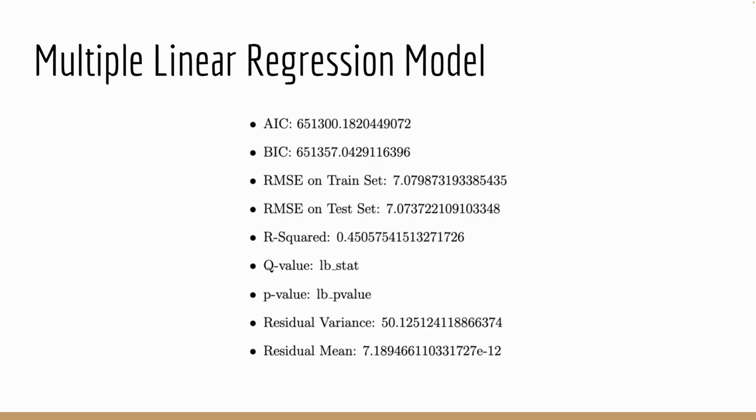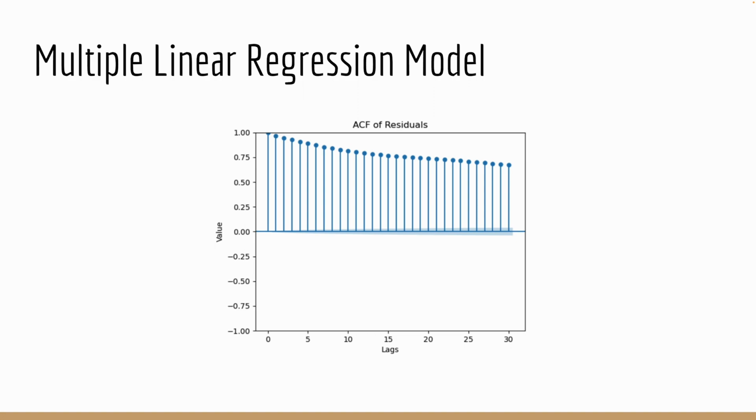I also performed the AIC, BIC, RMSE on both the train set and the test set, calculated the R squared, got the Q value, P value, and I got the residual variance and the residual mean. I also got the ACF of the residuals. You can see there's a decreasing trend as the lags increase.